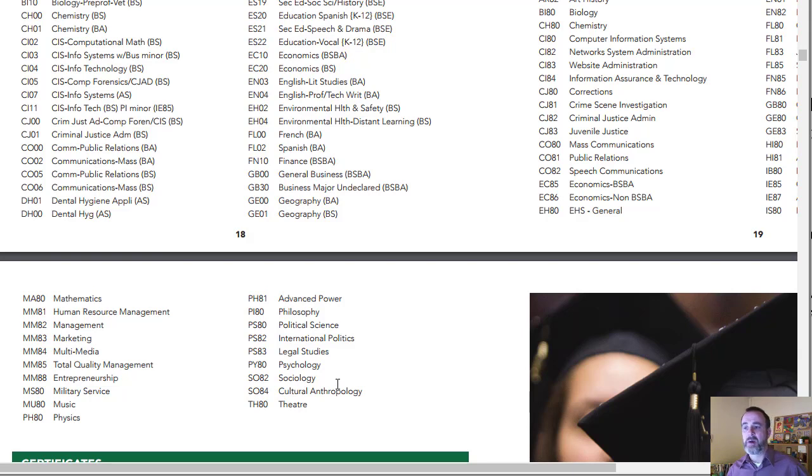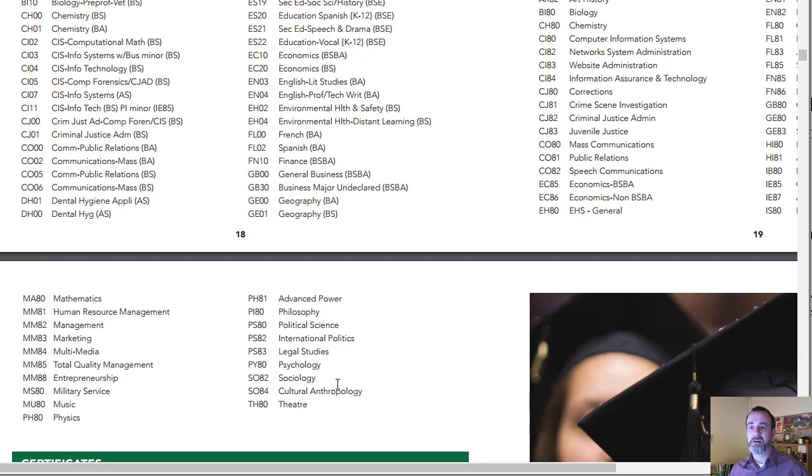So just remember that the degree codes are in your Rory's Guide. Degree codes are also printed annually in the catalog, and they're also printed every semester in the course schedule. So there's no reason not to know that information and how to find it.